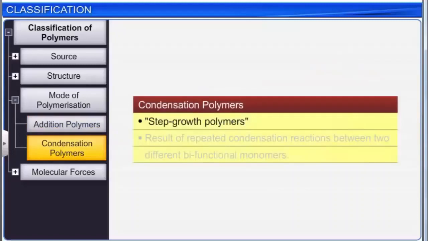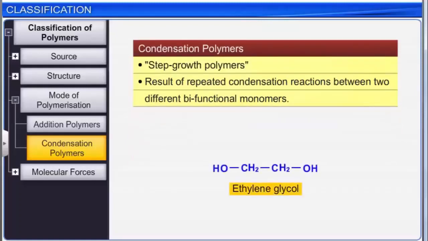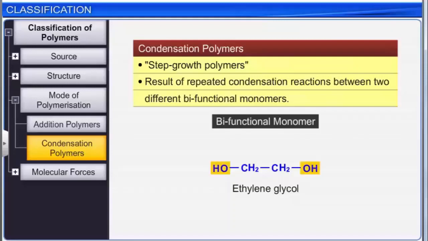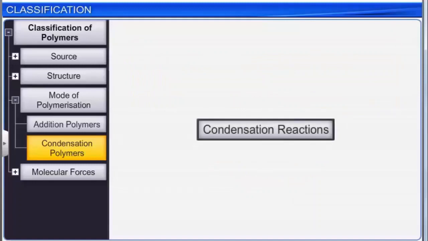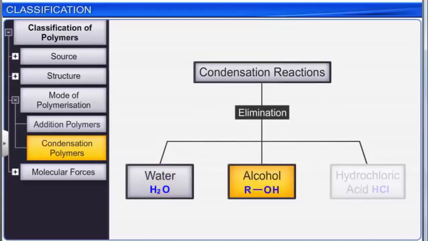Condensation polymers, or step growth polymers, are the result of repeated condensation reactions between two different bifunctional monomers. Ethylene glycol, illustrated here, is an example of a bifunctional monomer. It is bifunctional because it has two hydroxyl groups. The condensation reactions involve the elimination of small molecules such as water, alcohol, or hydrogen chloride.